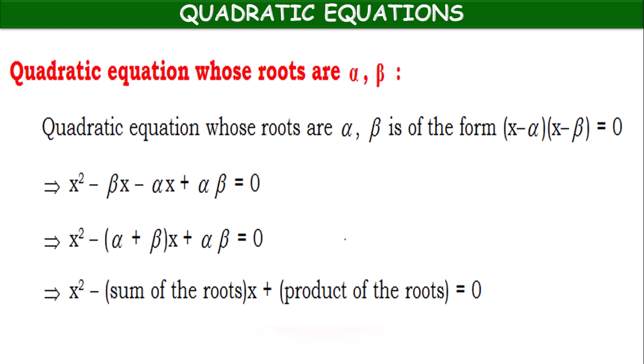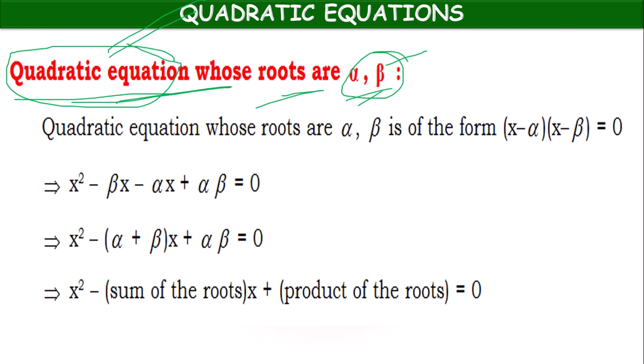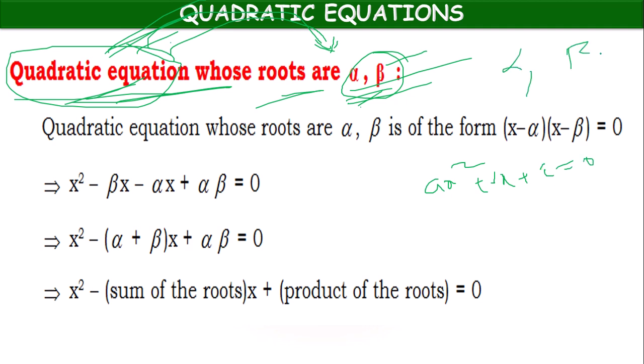Next, children. Quadratic equation whose roots are alpha beta means if we know the roots, how to find the quadratic equation in terms of alpha and beta. What is the form of the quadratic equation in terms of alpha and beta? So, if alpha beta are roots, what does it mean? Suppose ax square plus bx plus c equals 0 has roots alpha beta, which means the x value will be alpha one time, and the x value will be beta another time.